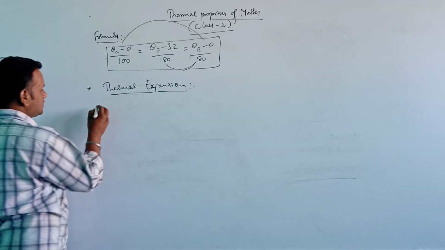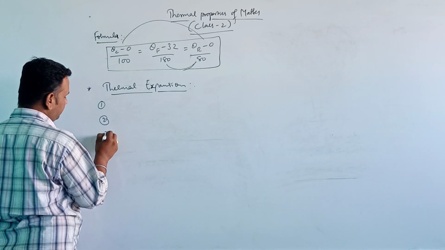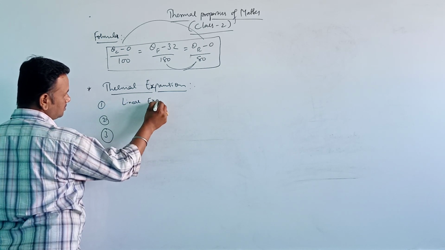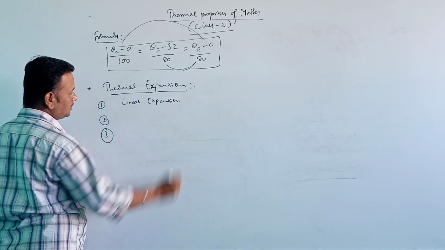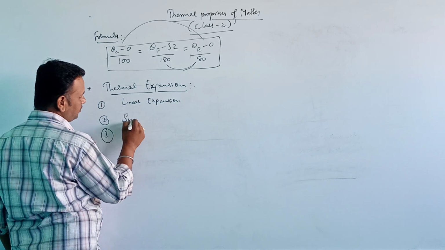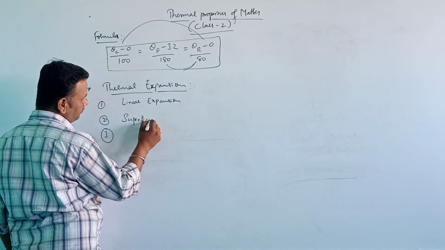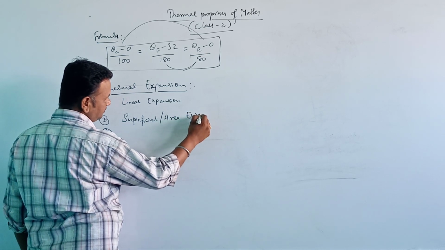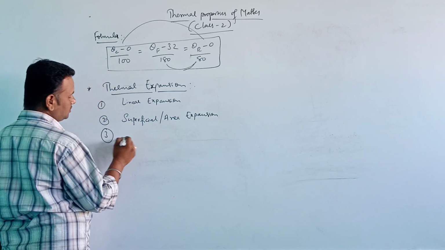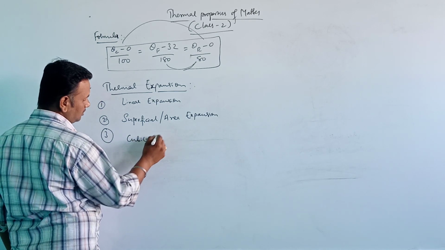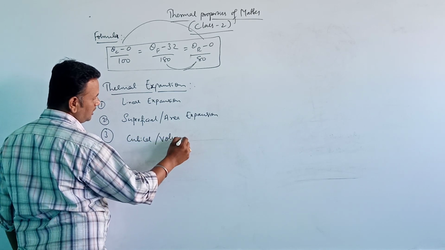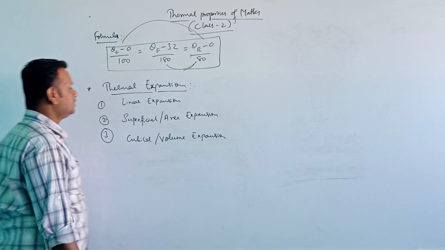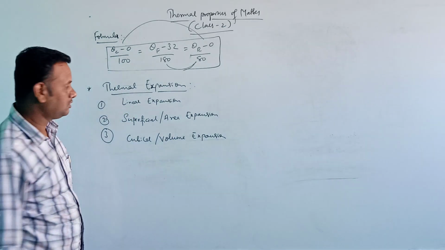There are three types of expansions here. One is linear expansion. The other one is superficial or area expansion. And the last one is cubical or volume expansion. So the first one is linear expansion.